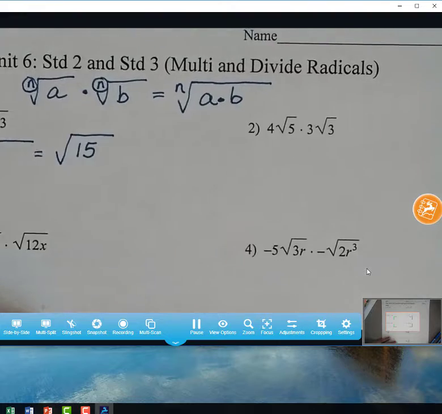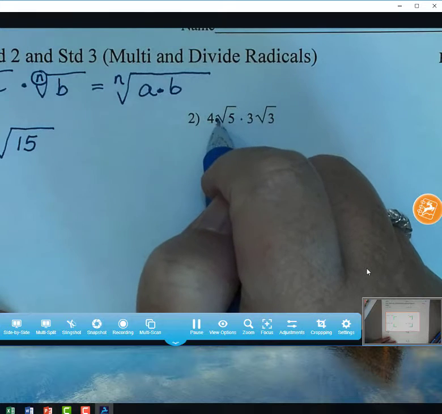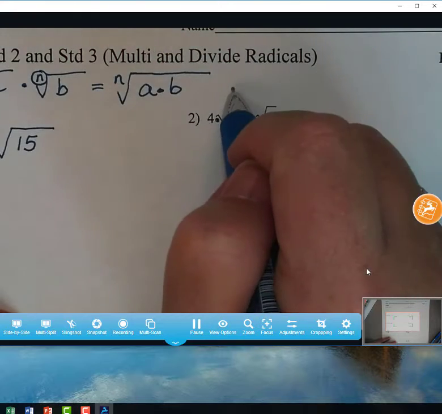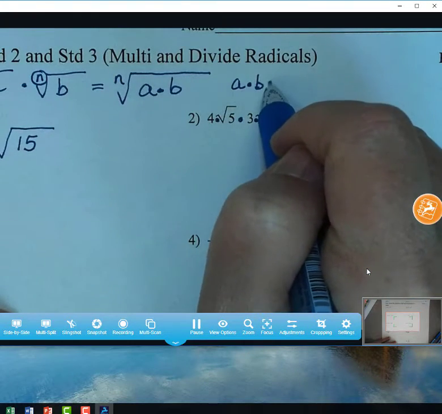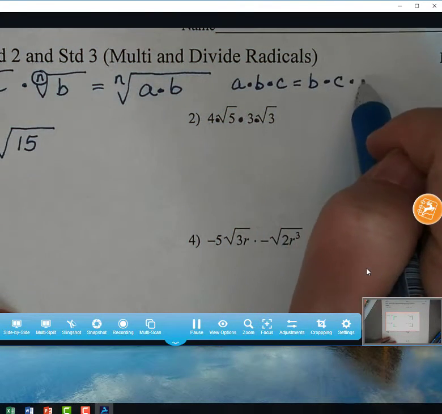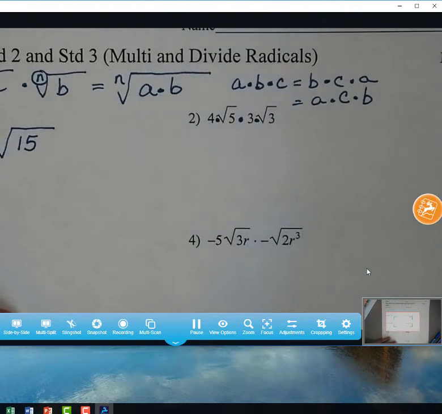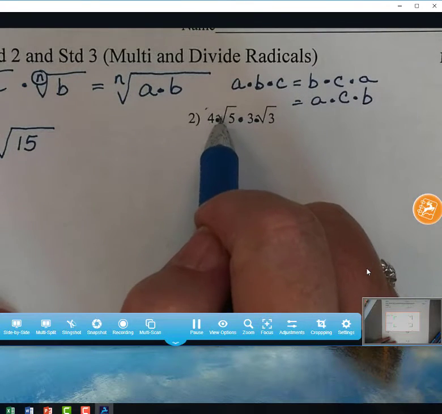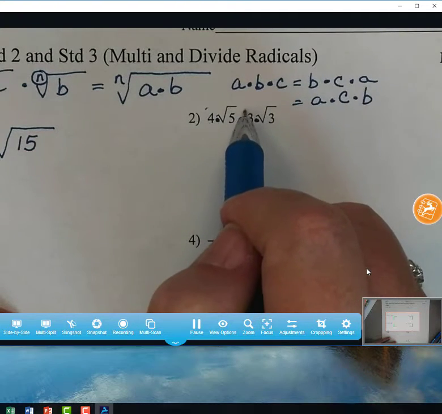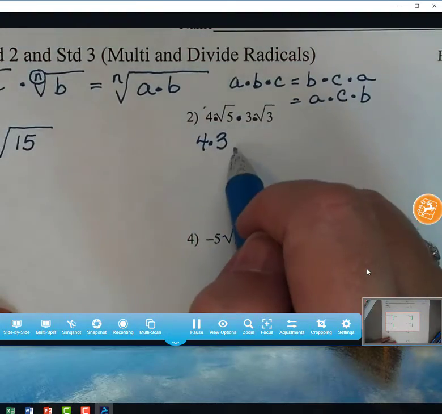For number 2, this does mean 4 times the square root of 5 times 3 times the square root of 3, right? And when I have, let's say, A times B times C, that is the same as B times C times A or A times C times B, right? We can change the order up. So this, which is a coefficient or a number outside of the radical sign, and this, which is outside the radical sign, I'm just going to rearrange them because of this rule, and then I'll have the square root of 5 times the square root of 3.